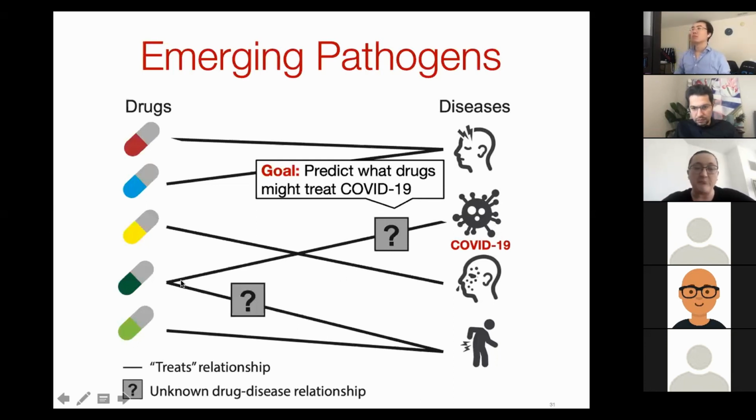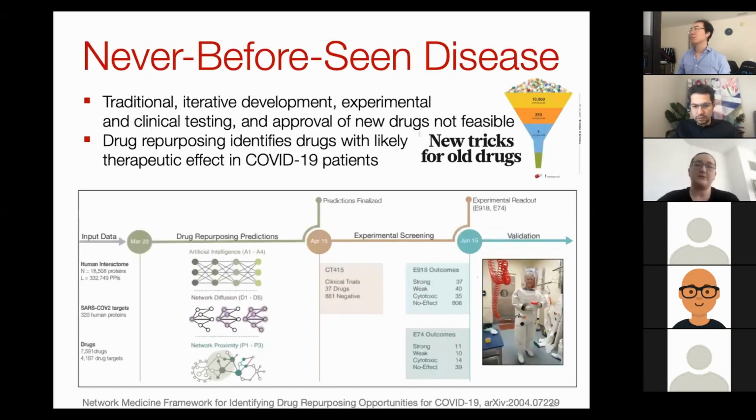So how can we really make these initial predictions for emerging diseases and pathogens? The motivation for the work that I will describe in this part of the talk was certainly the ongoing pandemic that we are dealing with, where we observed that traditional iterative development, experimental and clinical testing and approval of new drugs is simply not feasible. And so we resorted to drug repurposing to identify drugs that have likely therapeutic effect in COVID-19 patients.